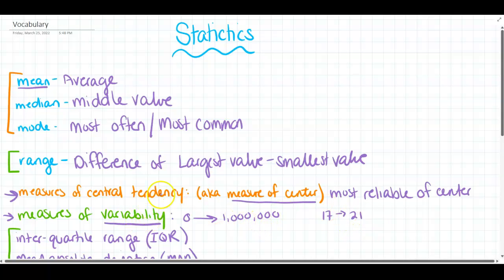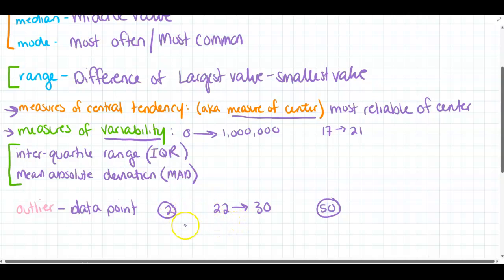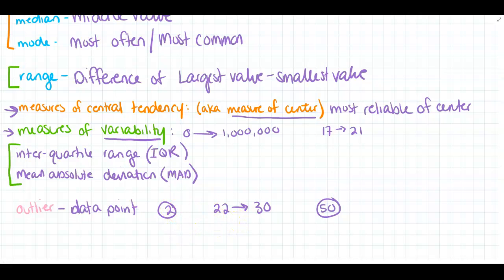Other things that can affect that are outliers. So if we come down here, an outlier is just a number or a data point that falls far away from the rest of the data. So if it's going to be low, maybe your data goes from 22 to 30. An outlier would be like 2 or 50. These would be outliers. They are far from your typical values in your data set.